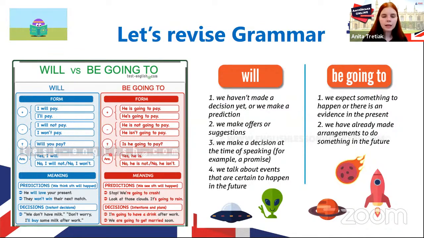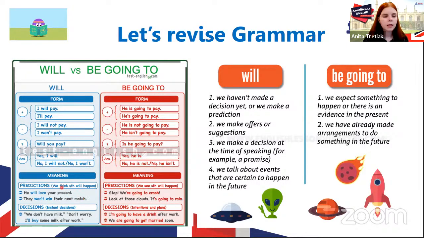And answers, they will be the same with yes or no, but instead of will, you need to use the to be form. Am, is, or are. Yes, he is. Yes, I am. Yes, we are, and so on. And for the negative answer, you need to add not. No, he is not, or no, he isn't. Everything the same.